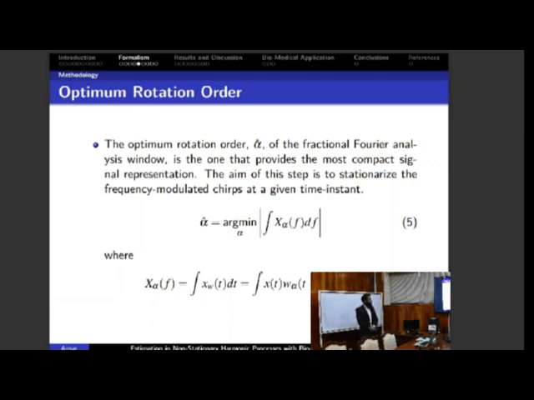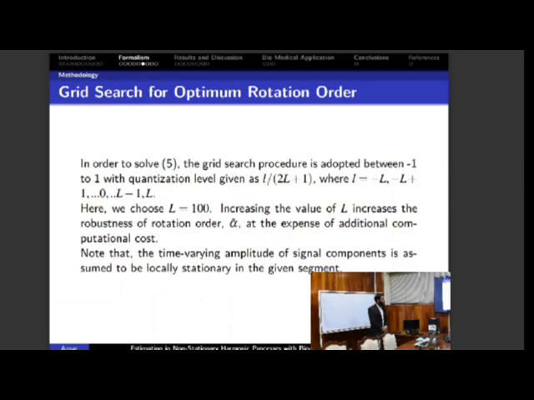And how do we find the optimum rotation order? We will find the optimum rotation order using a grid search between -1 and 1 with the quantization level L divided by 12 plus 1. We choose L equals 100, but we can also increase the value of L, at the expense of additional computational cost. And note that since the amplitude is slowly time varying, within that windowed signal the amplitude will be assumed as locally stationary.